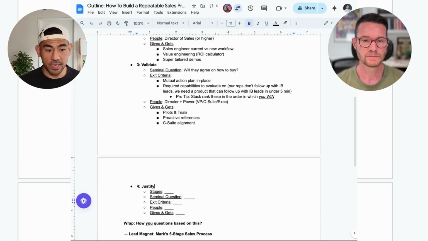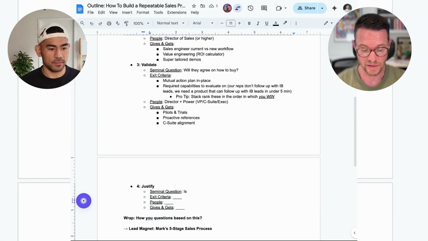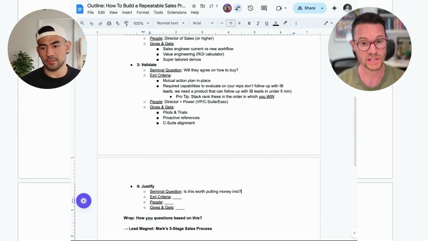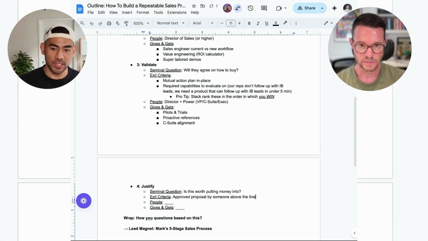Awesome. For the sake of time, I think we understand the validate stage. Stage 4 is justify, right? Is the investment they're about to make going to be worth it? They've agreed how to buy, which means they're about to put money in. The next question is, is this actually worth me putting money into? In other words, what does the exit criteria look like?